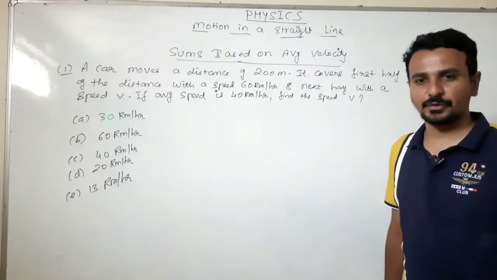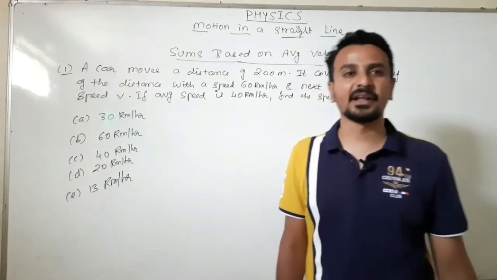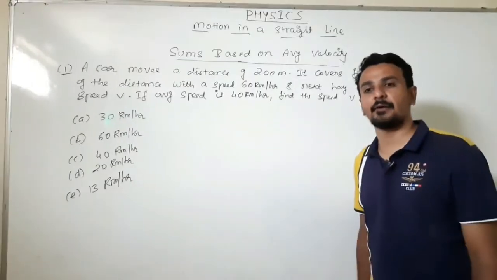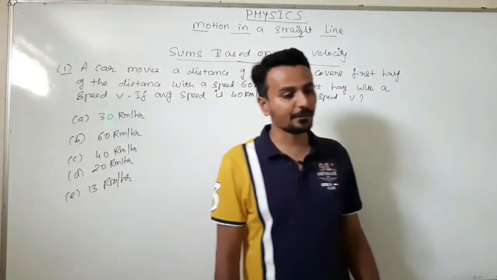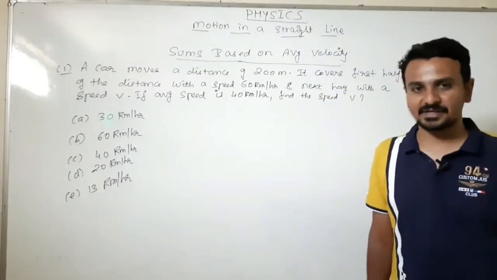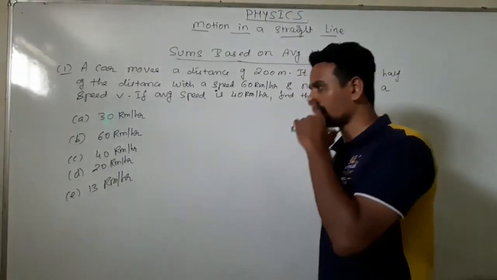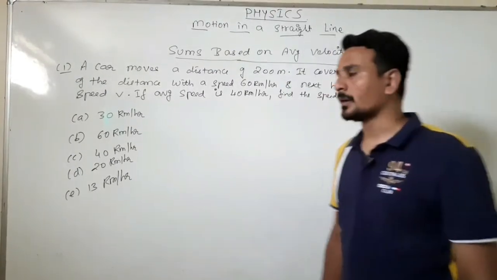Hello students, so in the previous video we had discussed average speed and average velocity, right? How to calculate average velocity if distances are same, and also we have derived the formula for average velocity when time intervals are same. Okay, now based on those formulas, let us discuss a few questions.